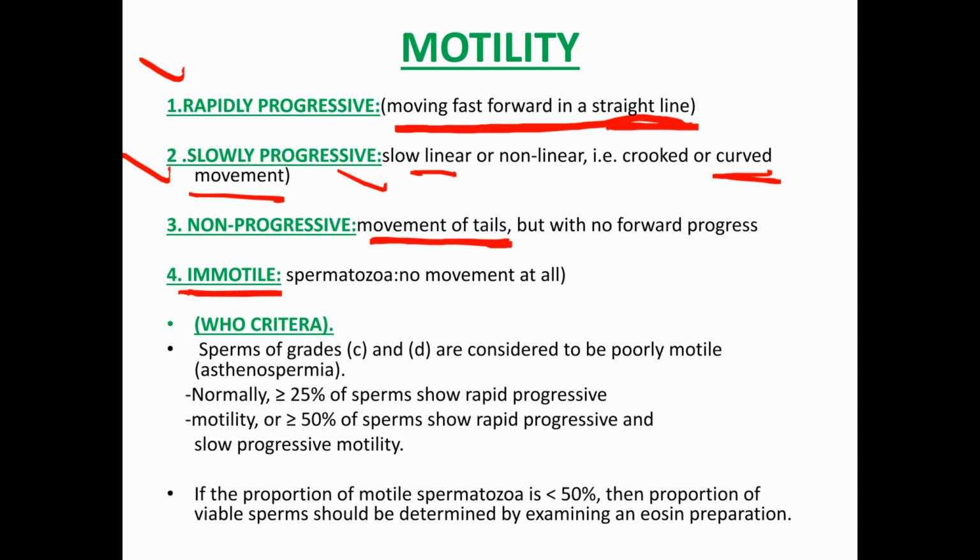So what is the WHO criteria? Normally more than 25% is rapidly progressive, and total of group A and group B, that is rapidly progressive or slowly progressive, should be more than 50%. So the patient must have more than 50% motility to call it normal motility. In the case where we get less than 50% motility, we have to perform the viability test with eosin.